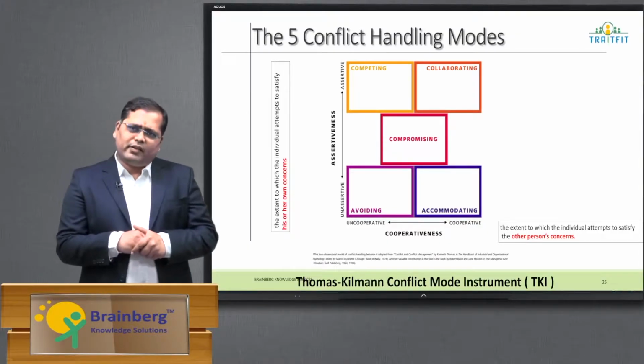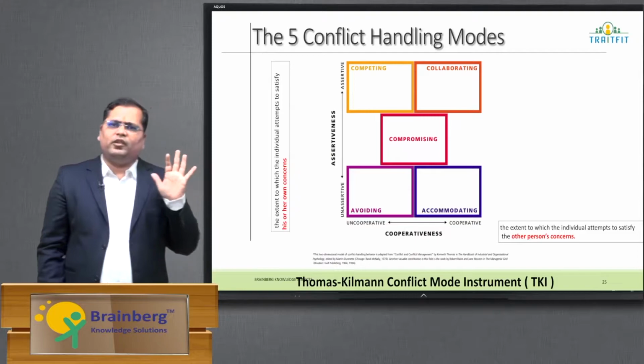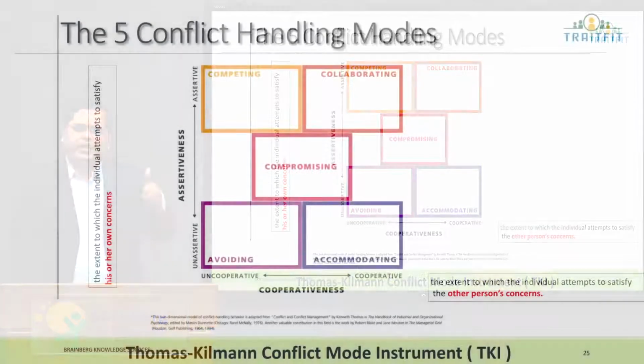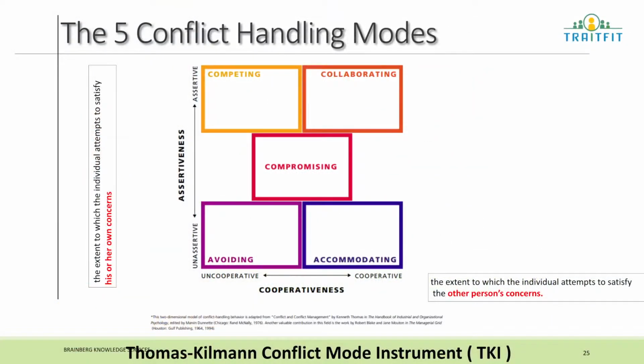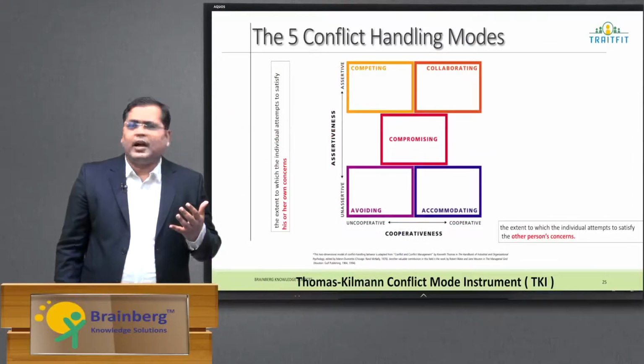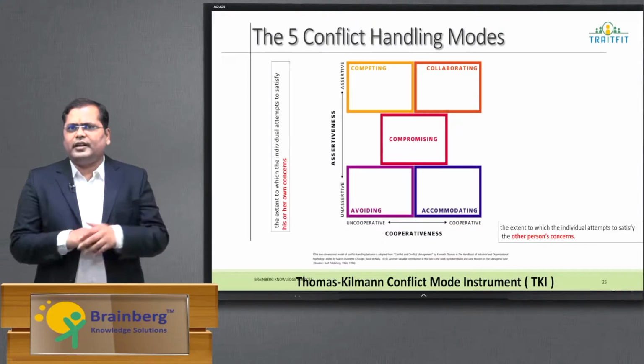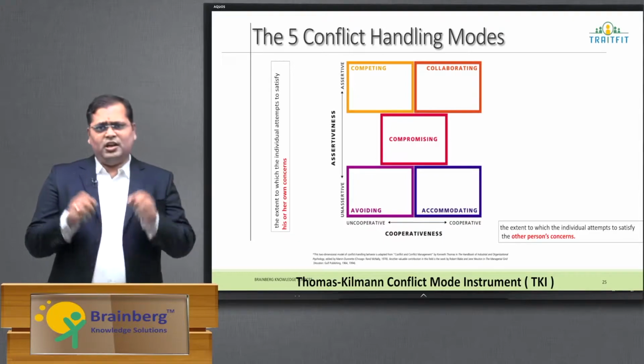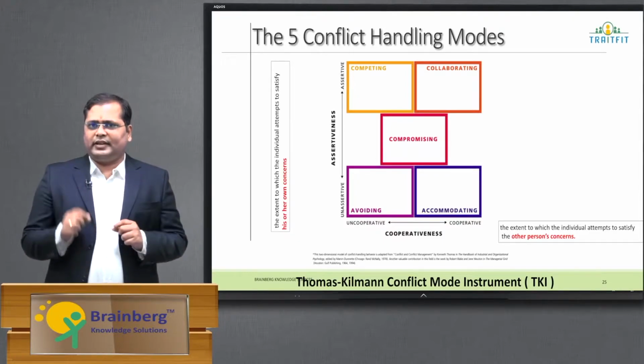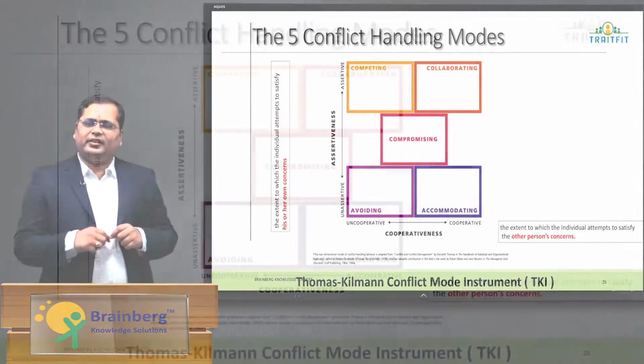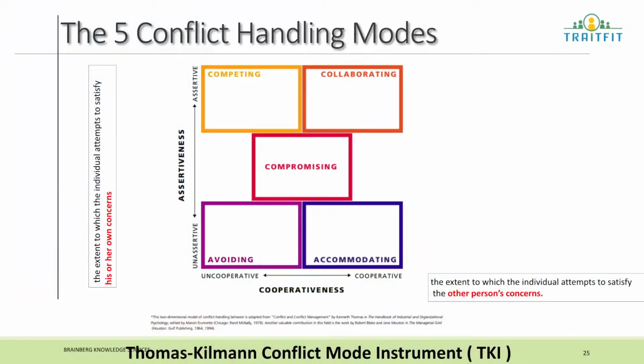Thomas Kilmann gave 5 ways of resolving conflicts. The first one is competing, second is collaborating, third is compromising, fourth is avoiding, and fifth is accommodating. How do you understand this? The understanding springs from a way of looking at it on the graph that you'll see on your screen. The graph has 2 axes, x and y. On the x-axis, you find cooperativeness. On the y-axis, you'll find assertiveness.